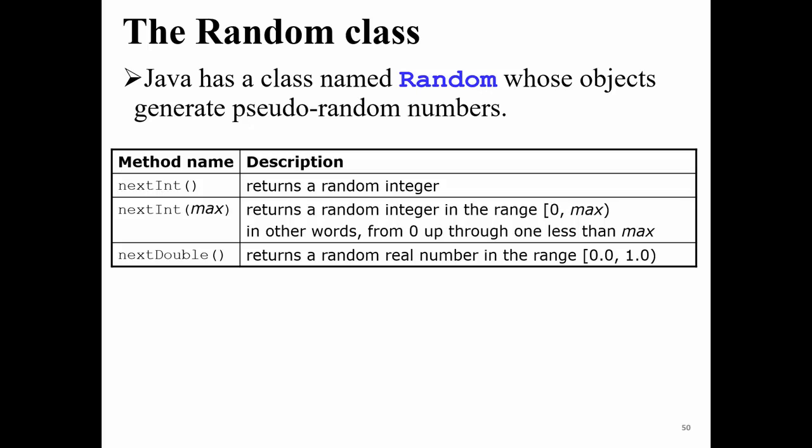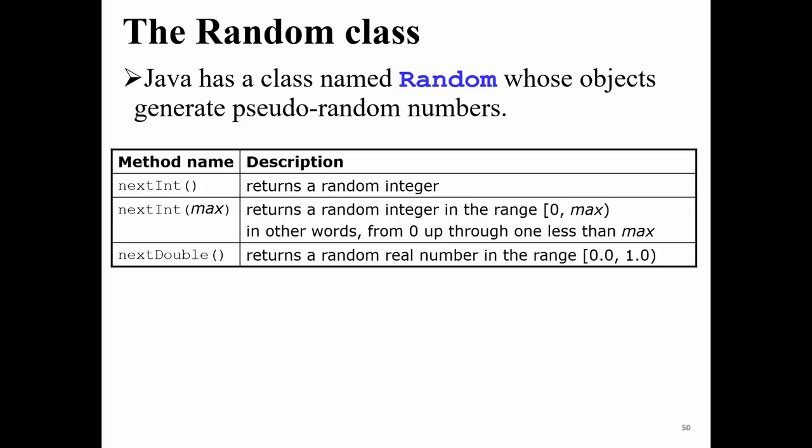To limit the next random integer, we use the second method, nextInt, and we provide the max value. The max value will allow us to get an integer value between 0 and the max, where the max is not included. So this is from 0 up to max minus 1.